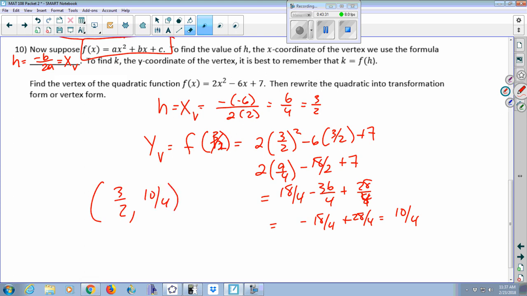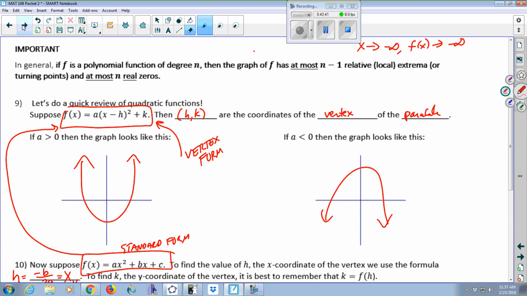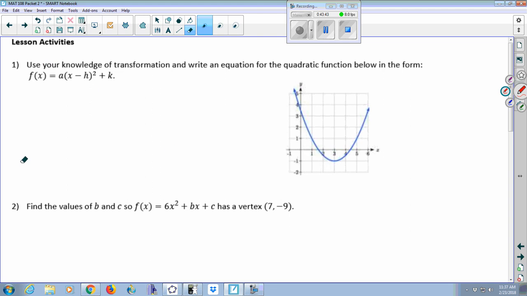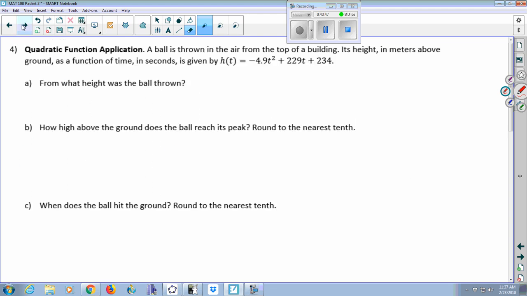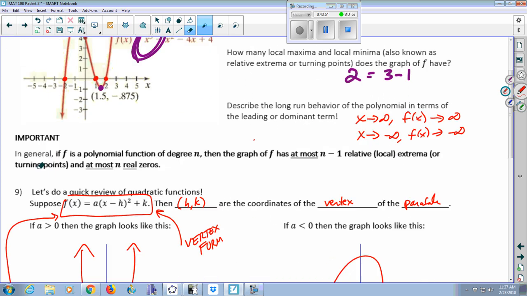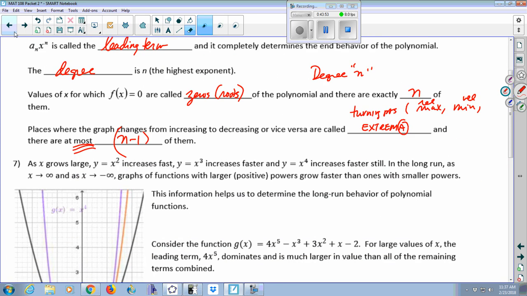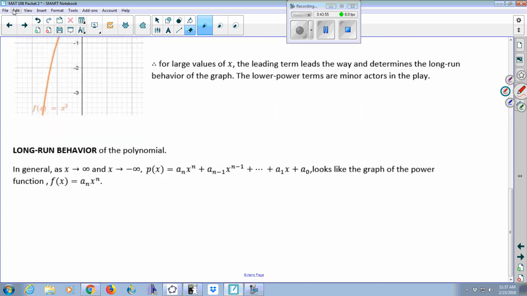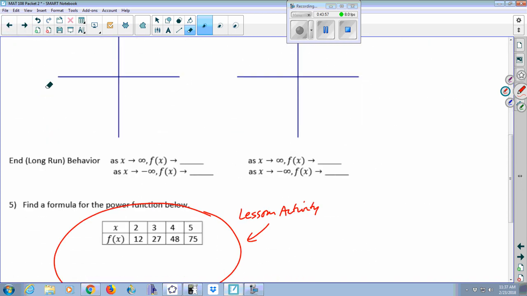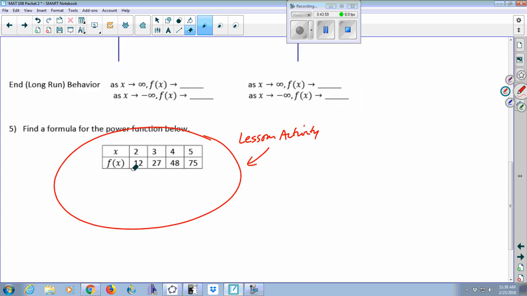All right. I did that fast because I want you to have time to spend on your activities. Long demo today. Okay, so your activities are here. And don't forget, there's only 4 of them, but I want you to also add this power function to it. This is where we ended off. Where was that? What page? Right here. Add this to your activities, number 5.